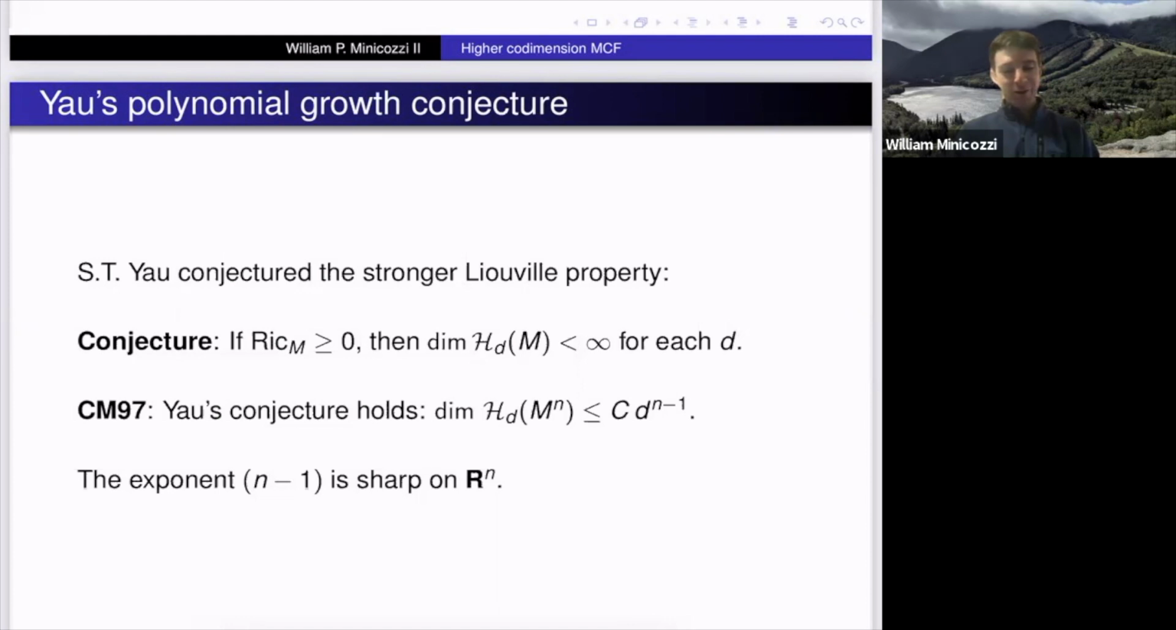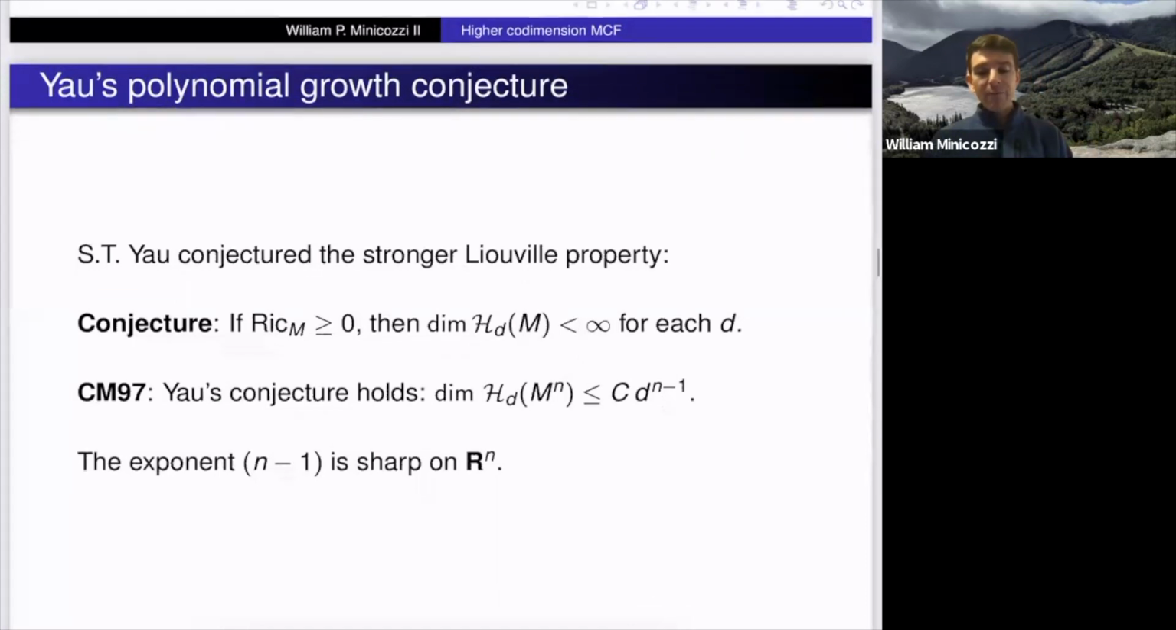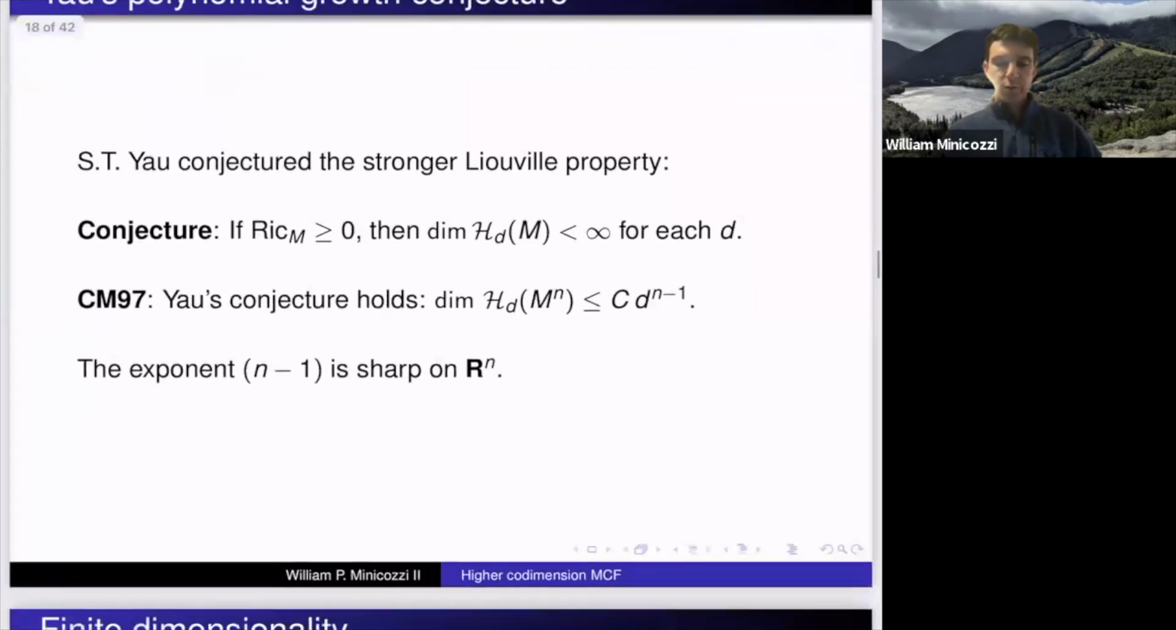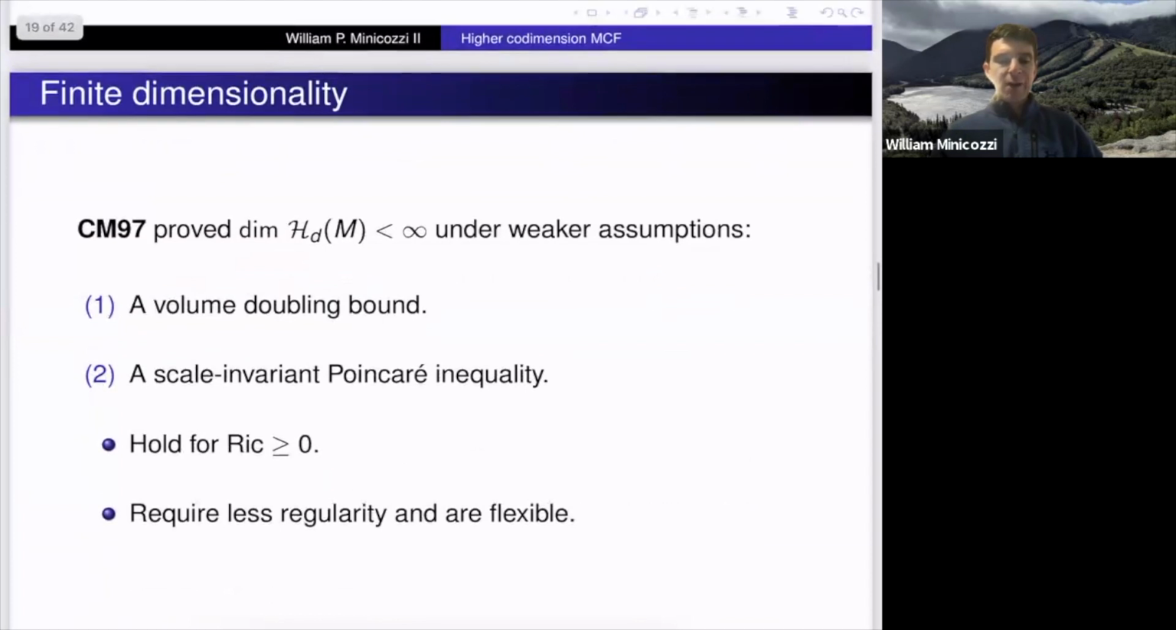Okay, and really at this point, very long time ago, Toby and I showed that this conjecture was true. In fact, the dimension of the space H_d was always bounded by a constant times d to the n minus 1. So this is up to the point of the constant the same thing that you get on Euclidean space. In fact, we actually proved something stronger, more general than that. We showed you didn't need non-negative Ricci curvature. You could make do with two properties that are true for non-negative Ricci curvature, but are much more flexible.